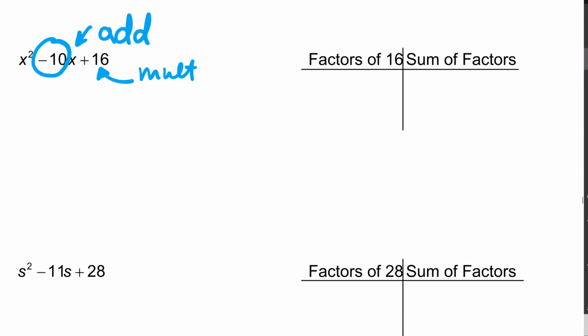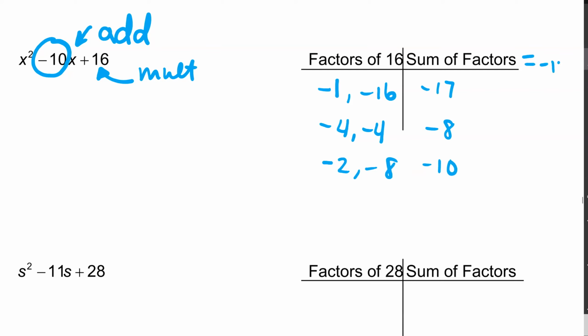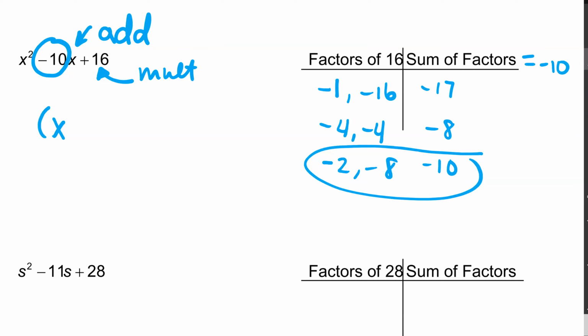So I can have negative 1 and negative 16, or negative 4 and negative 4. I also forgot negative 2 and negative 8. All right, add them up. So this is negative 17, negative 8, negative 10. We want them to add to negative 10, so it's going to be this last one. If you multiply a negative times a negative, it's positive. So this is always the trick play. If you have a negative in the middle and a positive at the end, both numbers are going to be negative. Okay. So x minus 2 and x minus 8. All right, let's try the next one now that we know that.